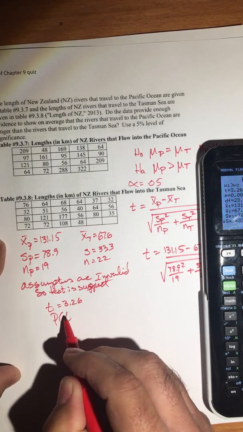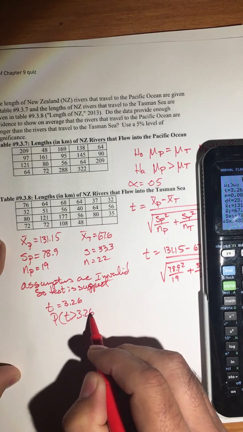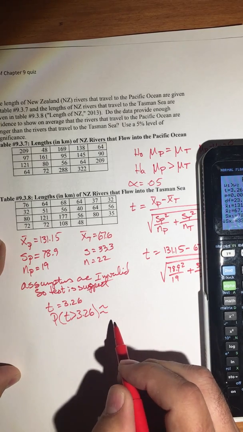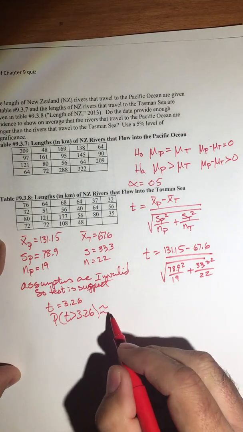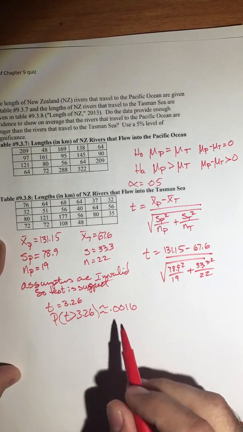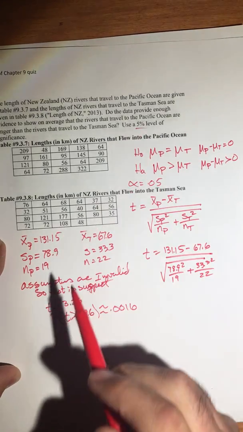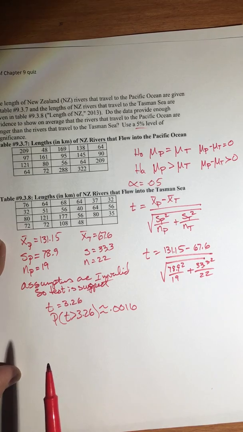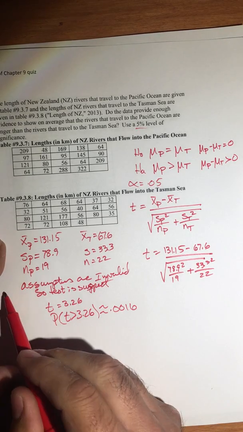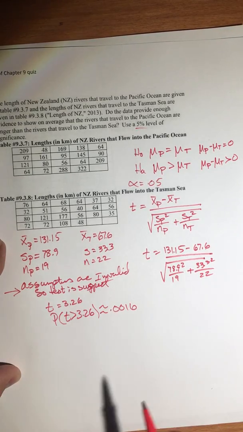And the probability that our t-score is as big as 3.26 is approximately, what was the p-value? 0.0016. So therefore, that's much smaller than this 5% alpha level. So if the assumptions had been valid, we would have very strong evidence to reject the null. But our test is suspect, and I would want to redo it with a little bit more data.